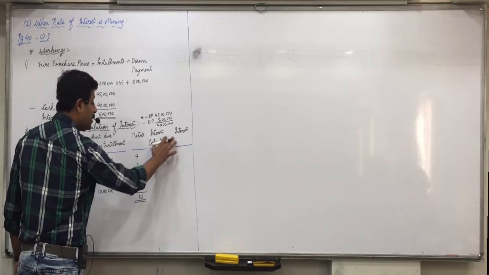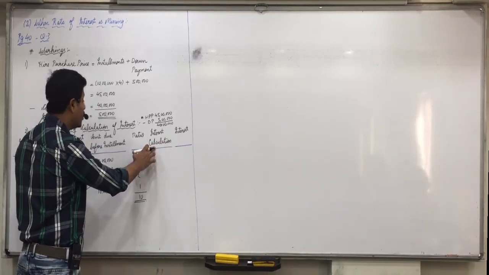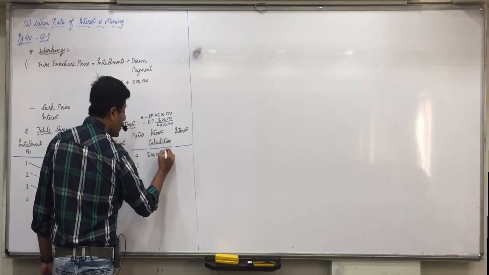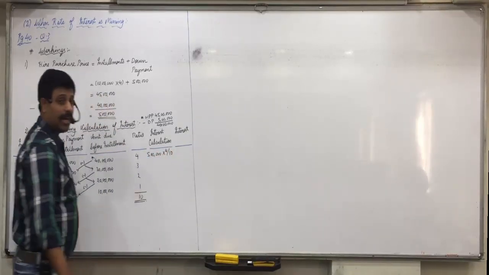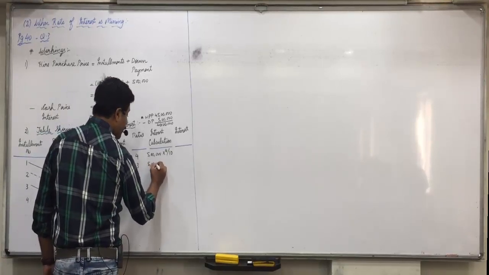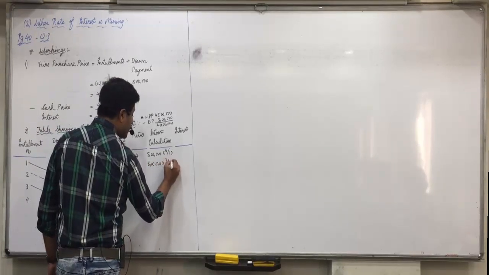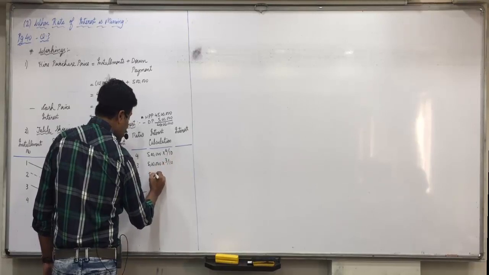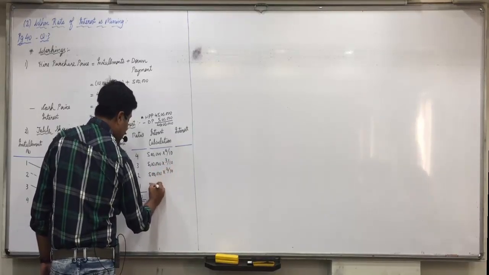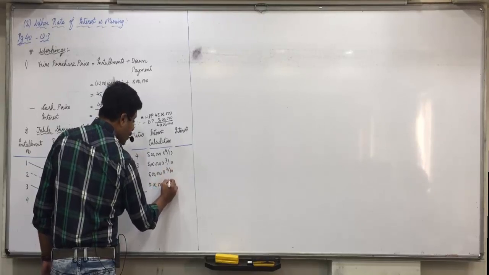So how will you find this interest? Now we have one more column of interest calculation. 5 lakhs into 4 by 10. Dhrumin, are you clear with this now? Yes, sir. Then 5 lakhs into 3 by 10. Then 5 lakhs into 2 by 10. And then 5 lakhs into 1 by 10.